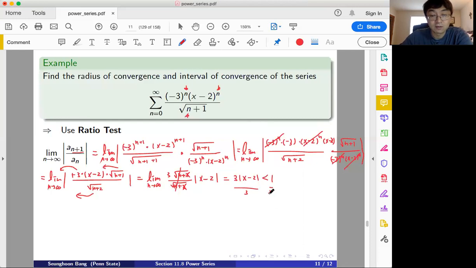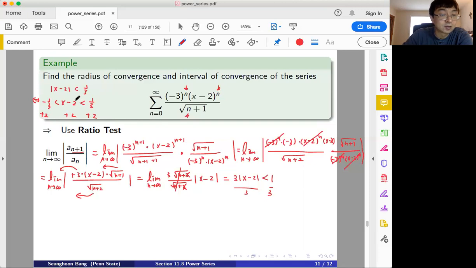So we have like this. This one is the same too here. The absolute value of x minus 2 is less than 1/3. Next, you have to eliminate the absolute value sign. x minus 2 is between negative 1/3 and positive 1/3. Next, you add 2.